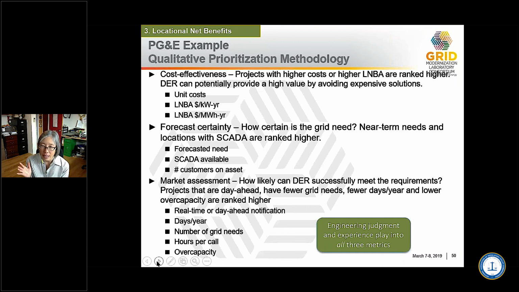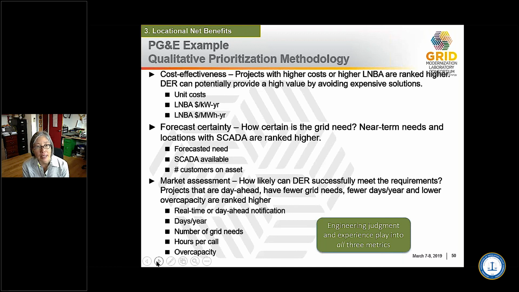How often am I going to need to call on you? How many days per year? And when I do call on you, how many hours is that going to be? Is it going to be 5 or 10 or 20? How many grid needs are there on a circuit? All of these things play into how they rank things, and engineering judgment and experience play into all of it. Again, this is qualitative. They start with numbers, but then they get to high, medium, low.